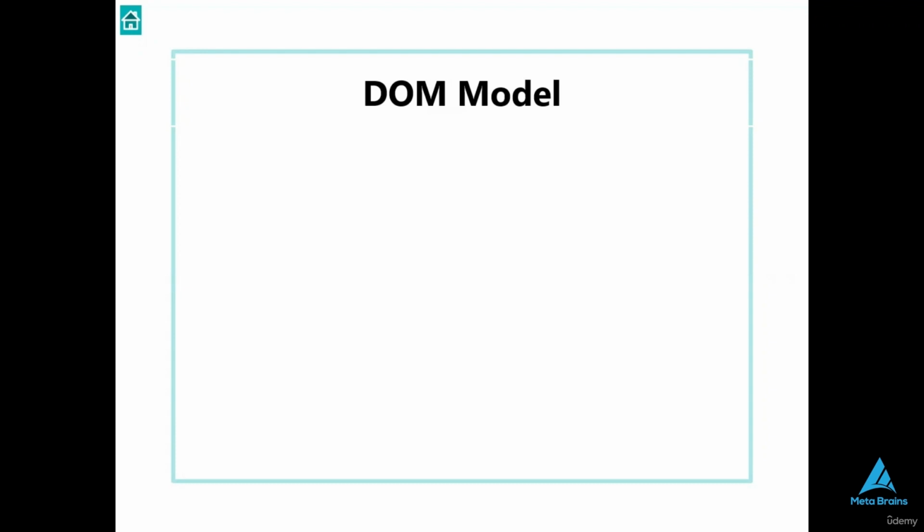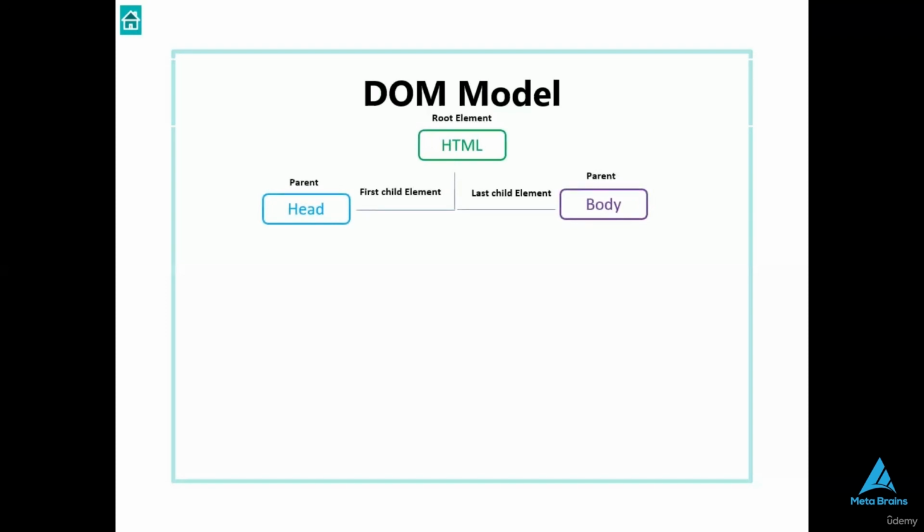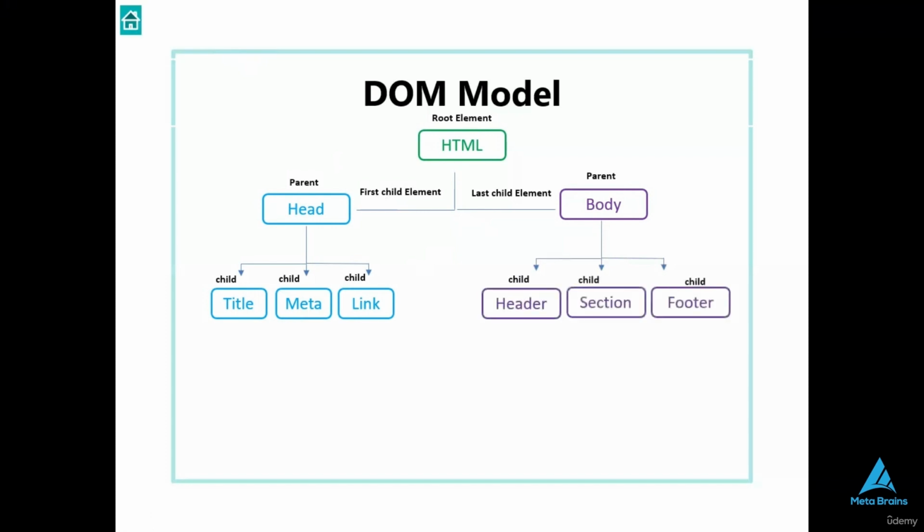Okay, so firstly, we write an HTML tag, which is the root element. Then we have the first child element, which is head, and the last child element, which is the body. And these are considered parents of all those tags that are written inside of them. So the tags that are written in the head tag are the title tag, the meta tag, and the link tag. And these three are children of the head tag. Then the tags that are considered children of the body tag include header, section, and footer.